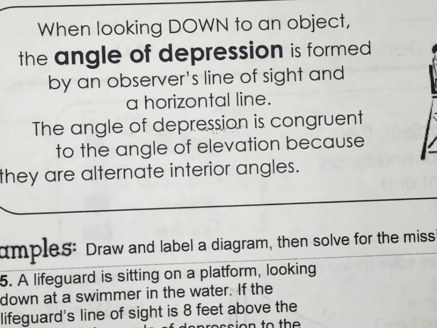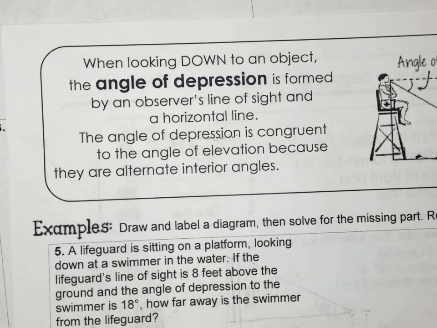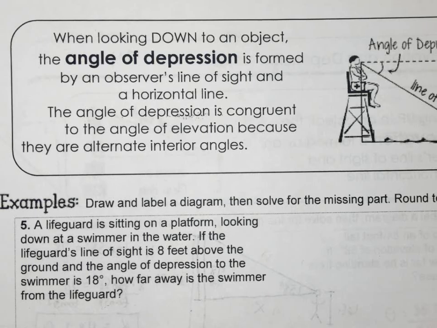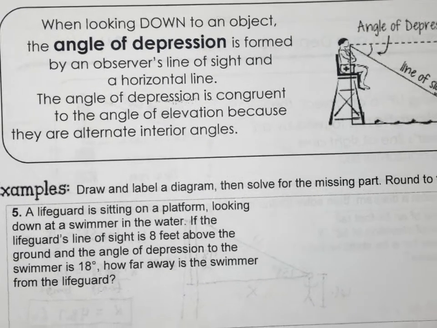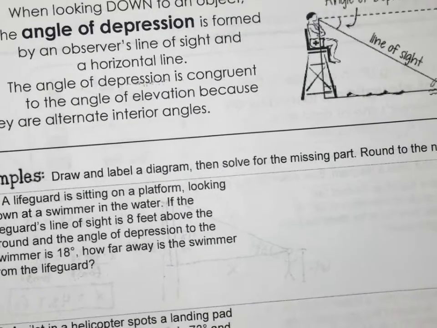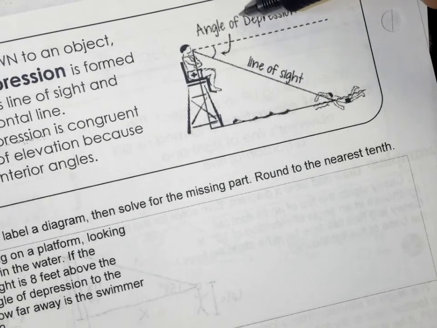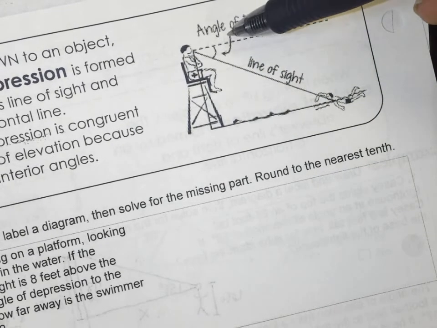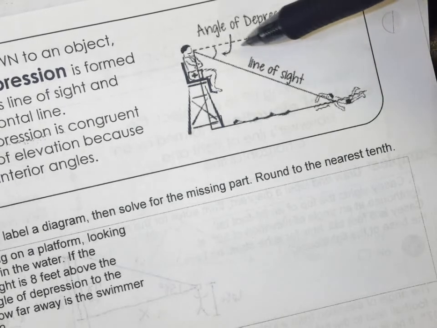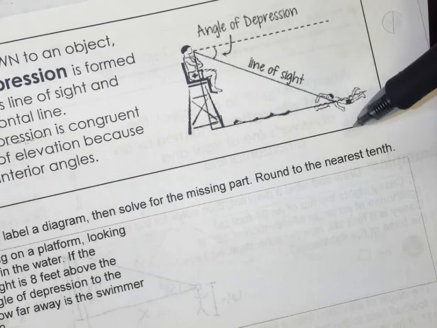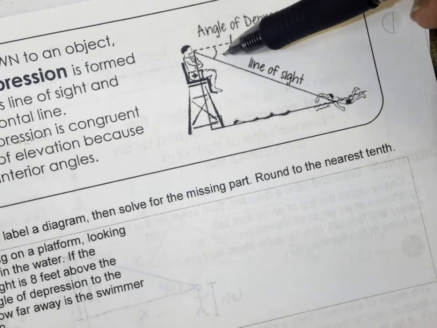On the back, it's talking about angle of depression. On the front was angle of elevation. On the back, angle of depression. When looking down at an object, the angle of depression is formed by the observer's line of sight and the horizontal line. They show you the situation over here with this lifeguard. He's sitting in the lifeguard chair and he's looking down at a swimmer. The horizontal line plus the angle that he's looking down at the swimmer creates that angle of depression right here.